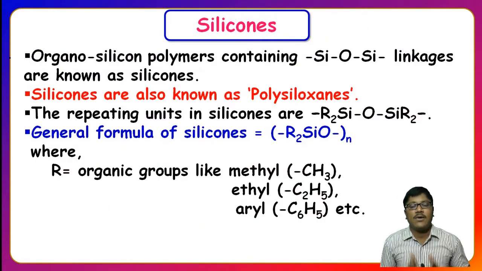What are silicones? Organosilicon polymers containing Si-O-Si linkages are known as silicones. Silicones are also known as polysiloxanes. The repeating monomeric unit in silicones is R2Si-O-SiR2. The general formula of silicones is (R2SiO)n. Here R is an organic group like methyl, ethyl or aryl group, etc.